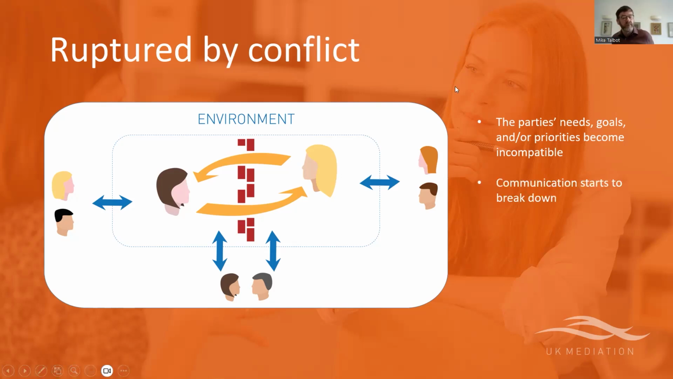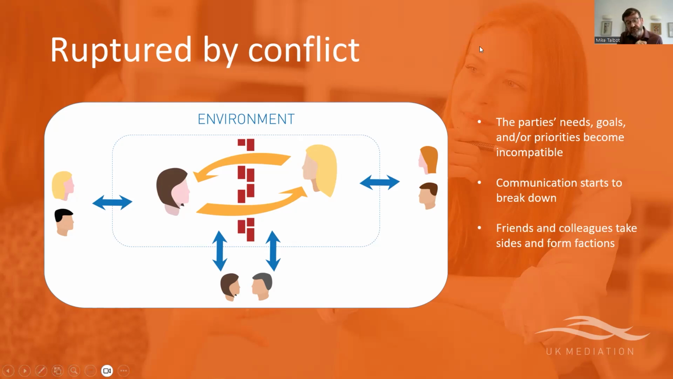So the relationship gets a bit ruptured by conflict. This brick wall starts to build between the two parties and the communication starts to break down. And then what happens, referring back to these other heads around the outside, is that they start to get involved. So the two parties, dark hair and fair hair, start to turn their attention to people around the outside, other people in the office, management, HR, other friends, people on social media. They start to talk about their conflict to other individuals.